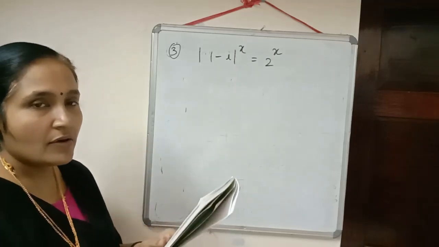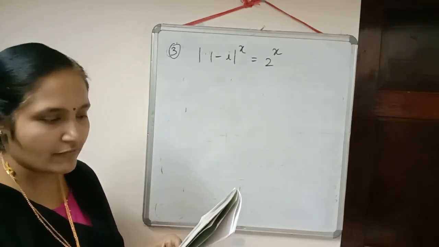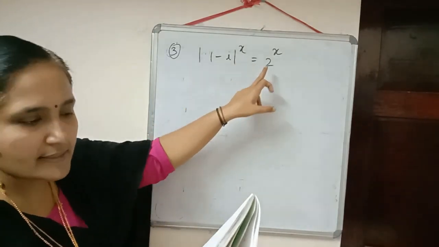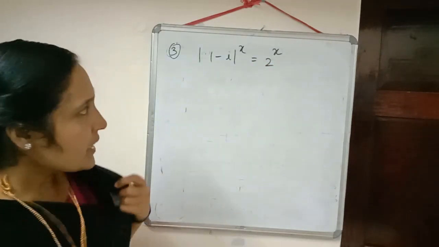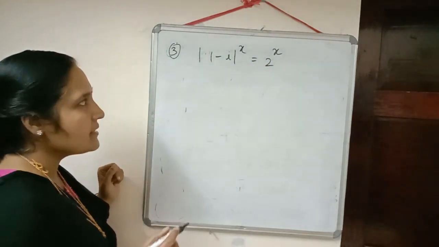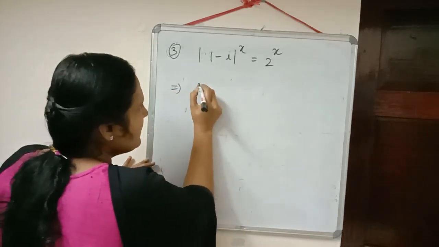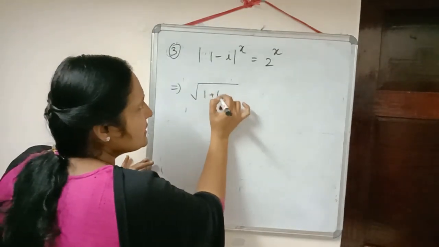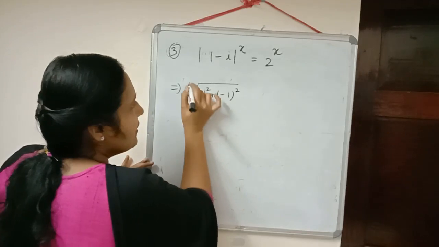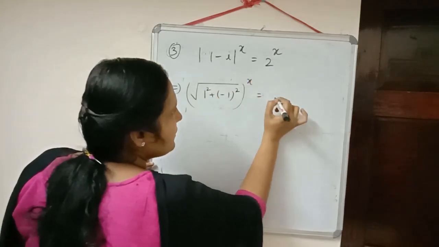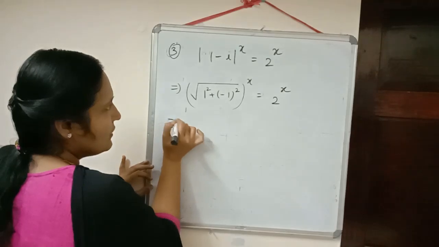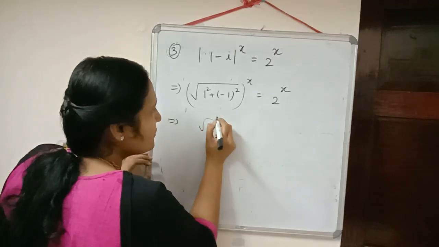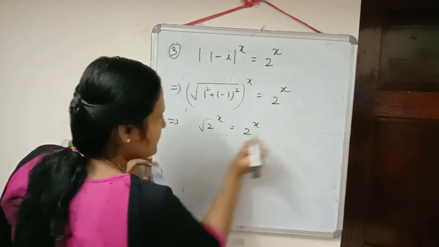Find the number of non-zero integral solutions of the equation modulus of 1 minus i whole raised to x is equal to 2 raised to x. So first we can calculate the modulus of this number. Modulus of any number is square root of real part the whole square plus imaginary part the whole square, whole raised to x is equal to 2 raised to x. What will be square root of 1 plus square root of 1? So that will be equal to root 2 raised to x is equal to 2 raised to x.